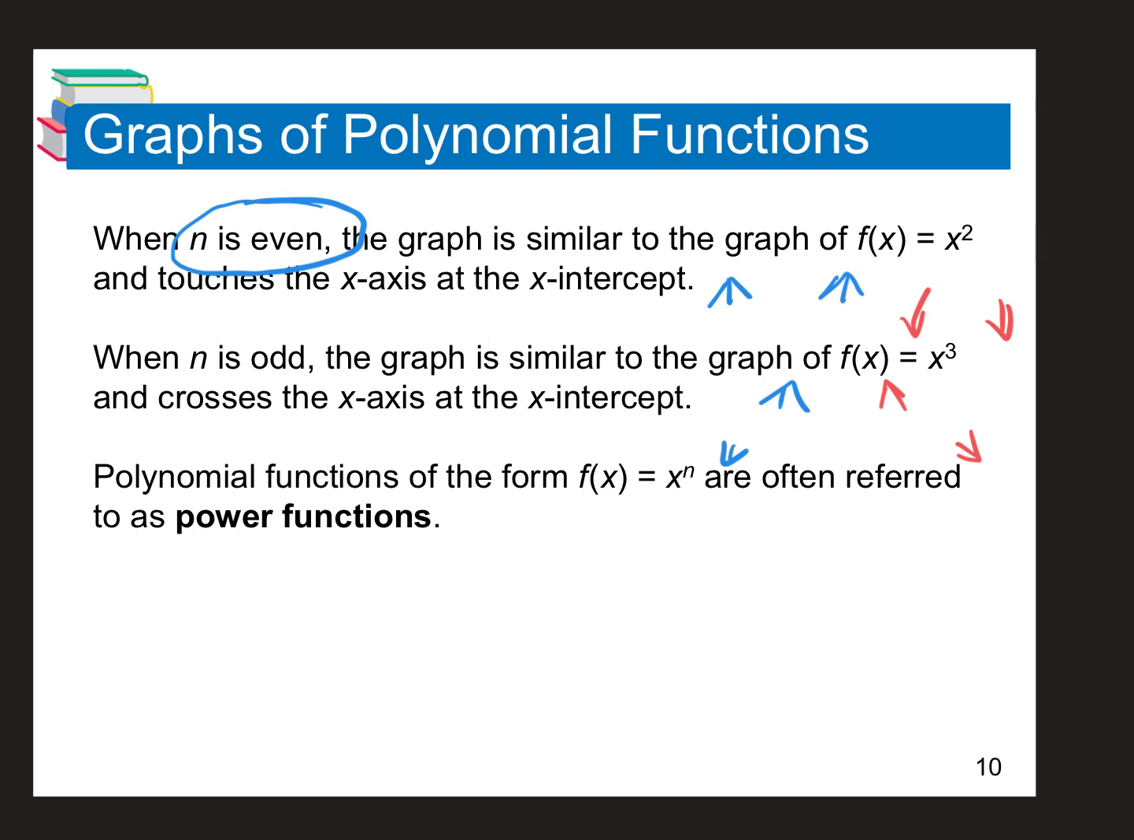If it's a positive even, both up. If it's a positive odd, 1 up, 1 down, but like with a positive slope of a line. That's why it's really important that you guys understand that. And this is all going to come together in a second, I promise.